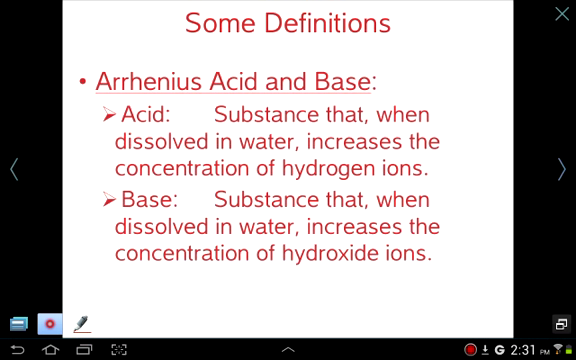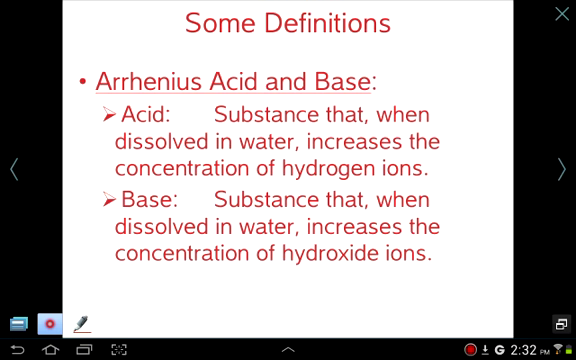Quick definition to recall what acids and bases are. There are two historical definitions that are usually given. The first one that's discussed is the Arrhenius acid and base, because this is the first time that acids were defined historically by a scientist by the name of Arrhenius.